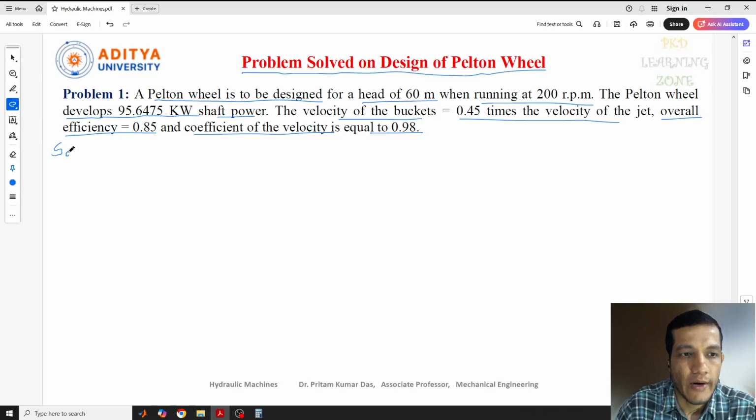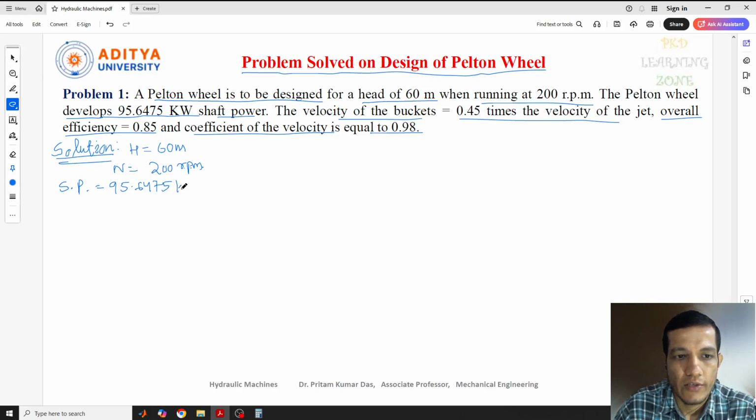First of all, we need to write down the data given in the question. In the solution, we can write first one. In the first line, the head is given. So head H is 60 meter. Next, it is running with an RPM speed. So speed N is given 200 RPM. And next it is given it develops a shaft power. So shaft power equal to 95.6475 kilowatt.